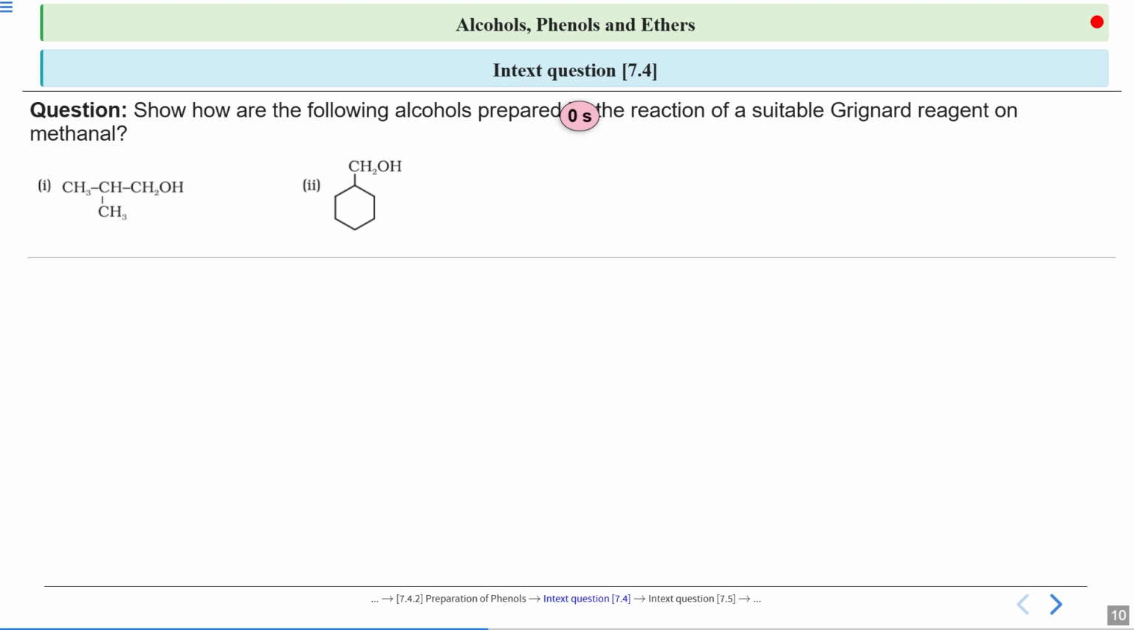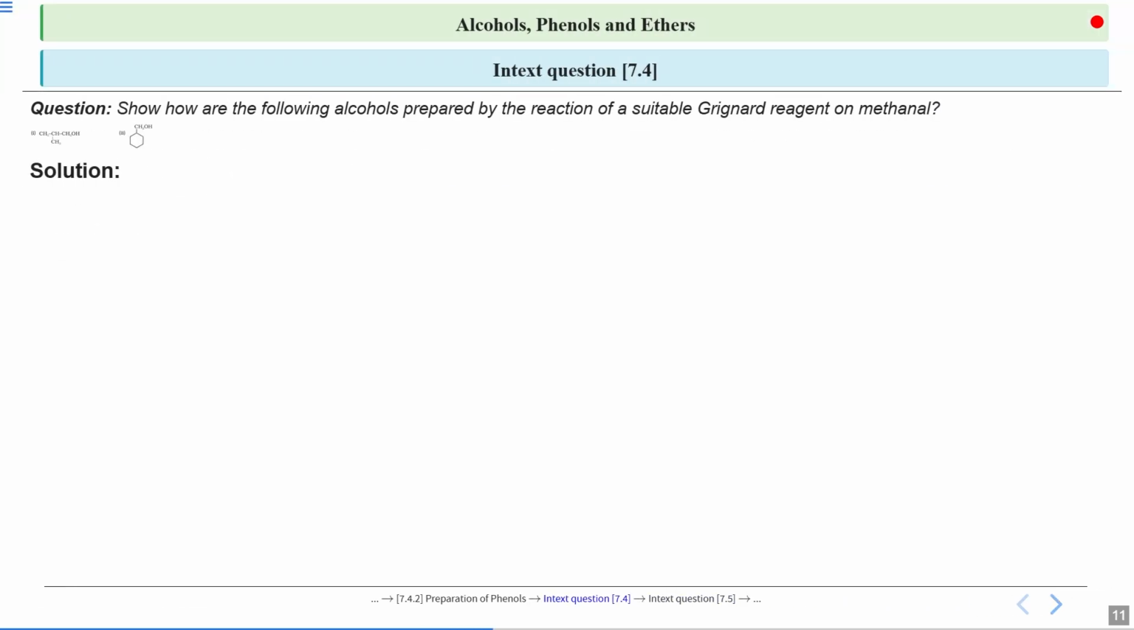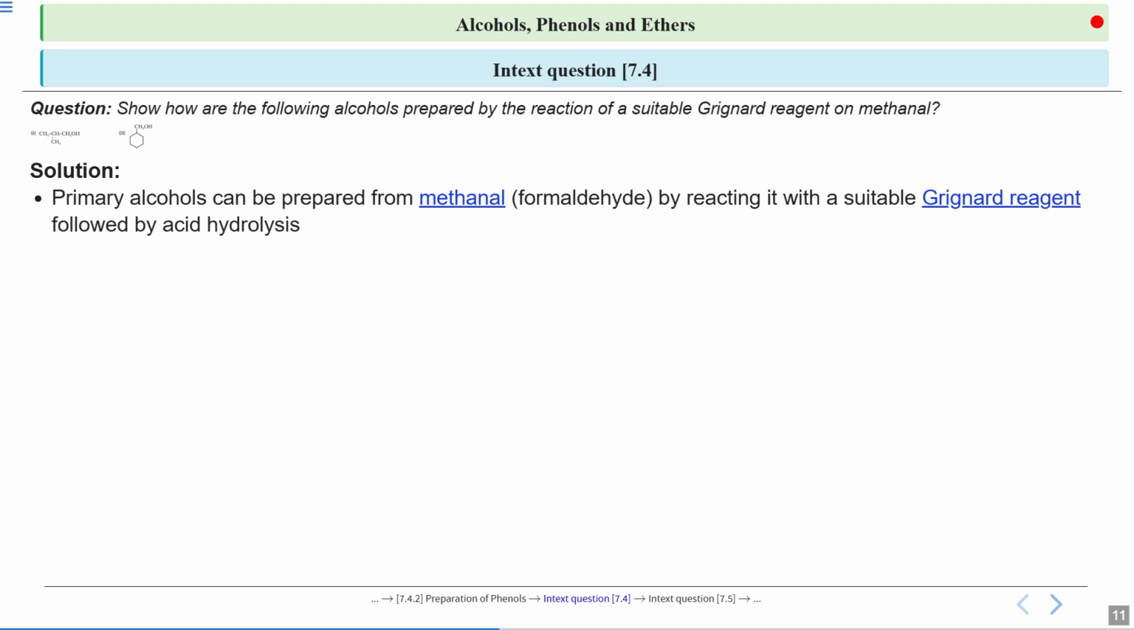Okay students, so let's see the solution. The solution says that whenever you are taking methanol or formaldehyde, primary alcohols are prepared. We discussed it when we were discussing Grignard reagent. I told you there that whenever you take methanol, that is a simple aldehyde, which is formaldehyde, you will get a primary alcohol. If you take any other aldehyde other than methanol, you will get a secondary alcohol. And whenever you take a ketone, you get a tertiary alcohol.